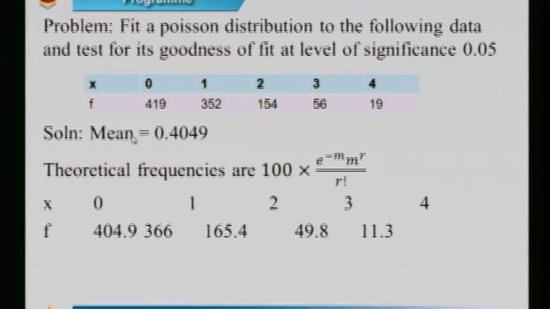Then we have to find out the arithmetic mean with the usual formula, and that arithmetic mean must be used as the constant of Poisson distribution, because we have two constants of Poisson distribution. One is arithmetic mean and the other one is standard deviation, which is obtained from the calculation of variance. Now we will go according to that. Now the goodness of fit for this distribution: at 0 it is 419, at 1 it is 352, at 2 it is 154, at 3 it is 56 and at 4 it is 19.